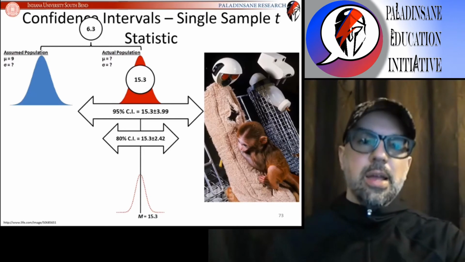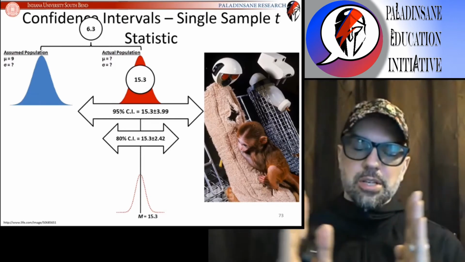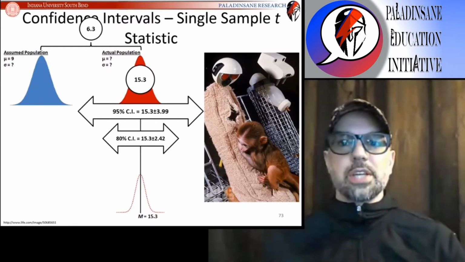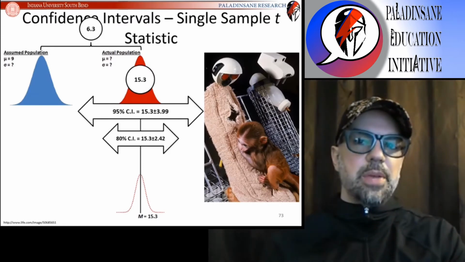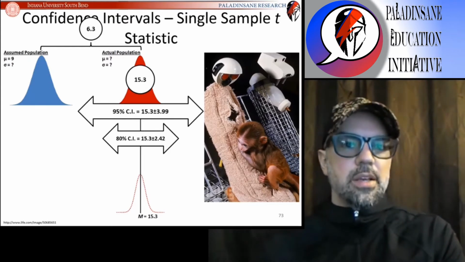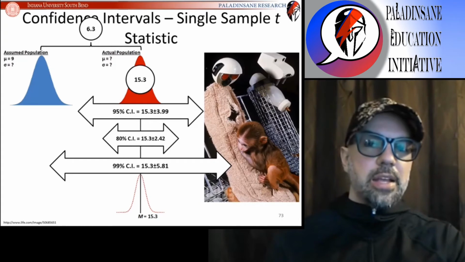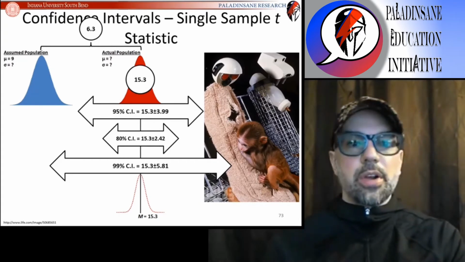If you only need to be 80% confident, then your estimate is 15.3 hours plus or minus 2.42 hours per day. And notice that the 80% confidence interval is narrower. So you don't have as much confidence, but you have more precision. And then for the person that needs to be 99% confident, well, there's their range right there. 15.3 hours plus or minus 5.81 hours per day.